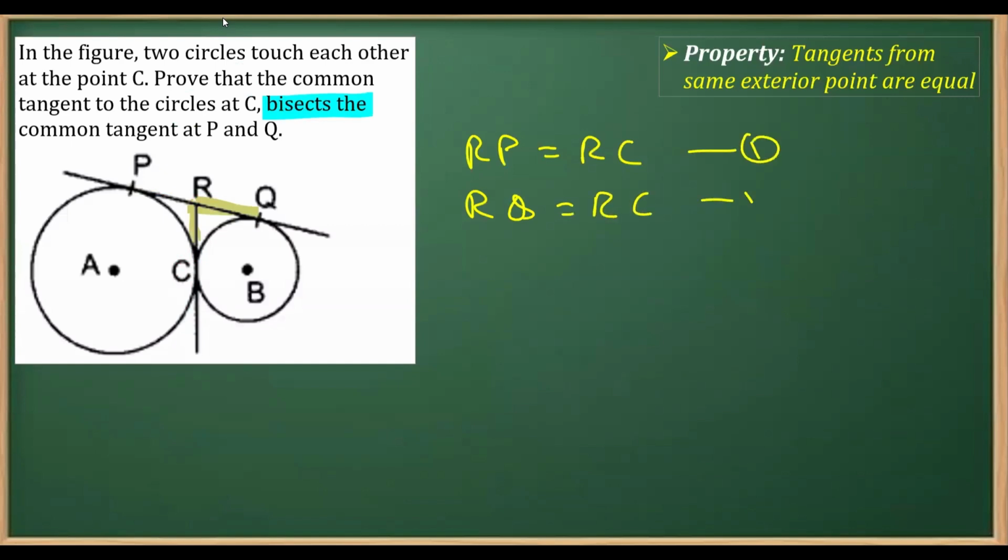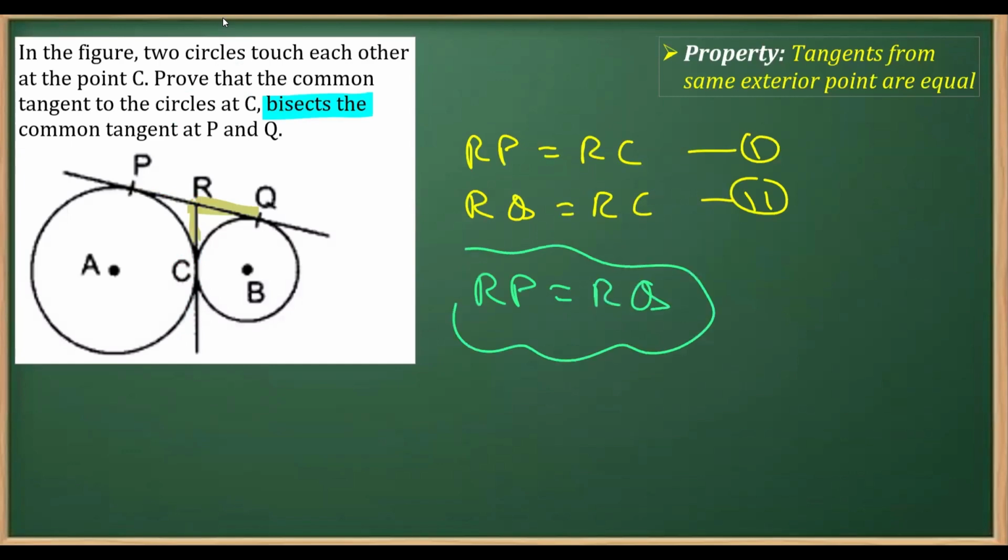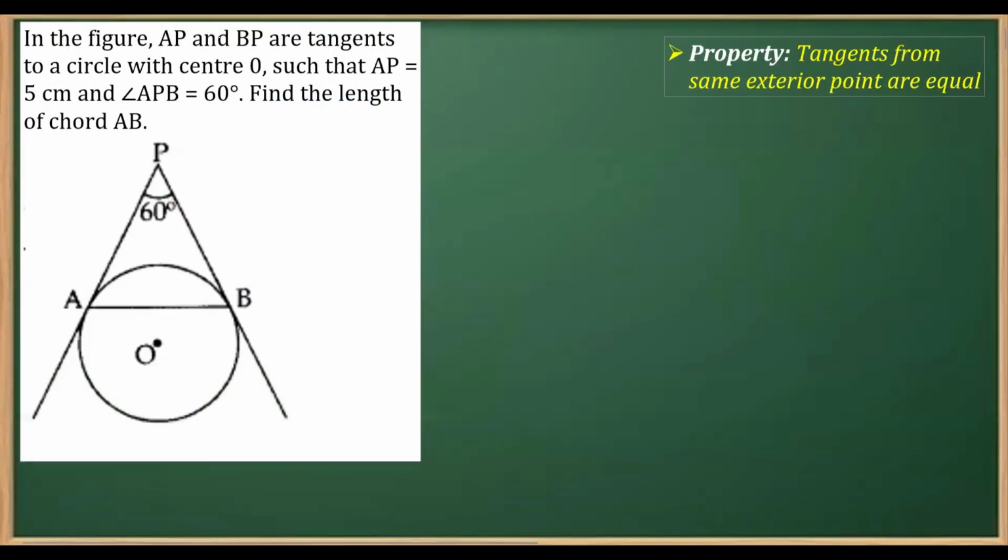From these two equations, you can figure out that RP is equal to RC and RQ is also equal to RC. Therefore, we can say RP is equal to RQ from equation 1 and 2. And this is what we need to prove. Hence, we can say that this bisects. Bisects is what? Dividing into two equal parts.